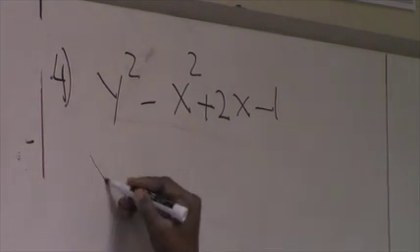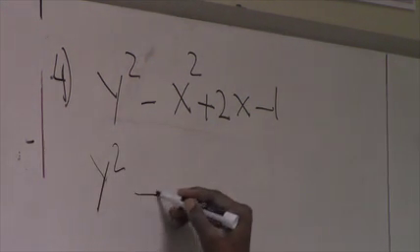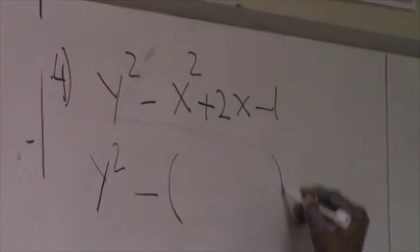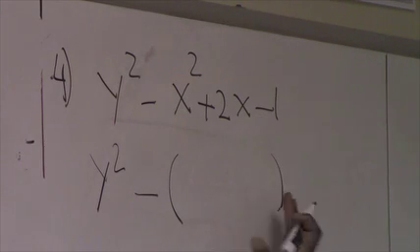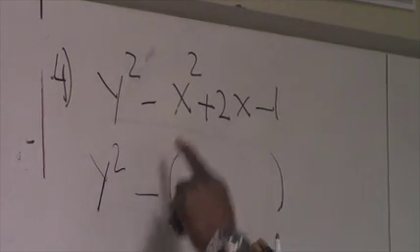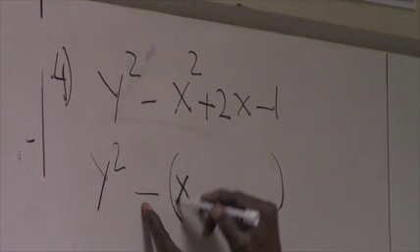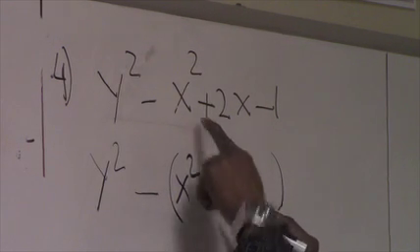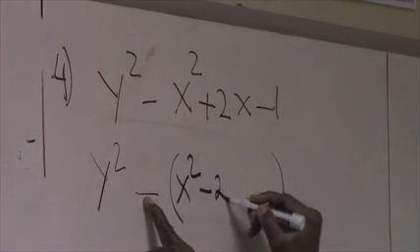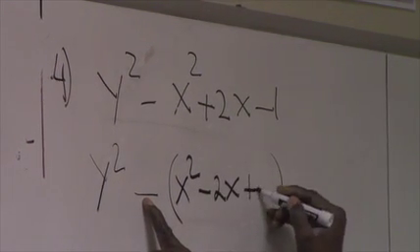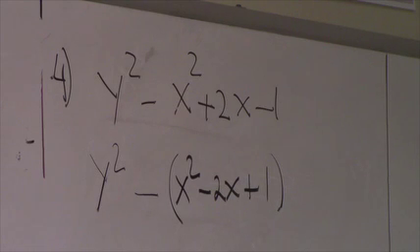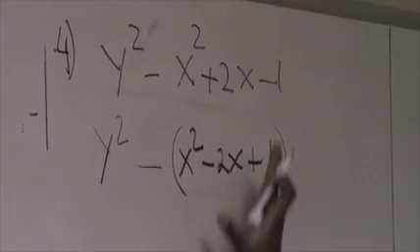I'm going to write y squared. I'm going to put a minus here, and I'm going to bring the rest of these terms in here. So if I take this minus up here, it's going to be positive x squared. This positive, because of this minus, will be minus 2x, and this minus is going to be positive 1. I haven't changed anything. If I reapply my negative, I go back to what I had.